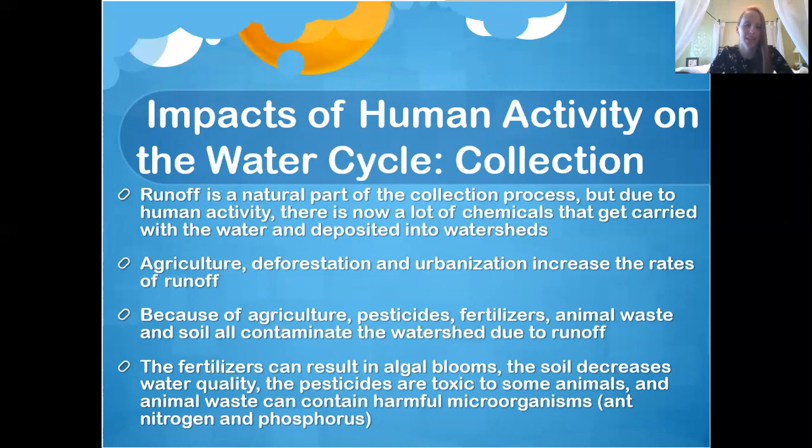Because of agriculture, things like pesticides, fertilizers, animal waste, and soil contaminants all tend to end up in our watersheds. Fertilizers, as we talked about in both the nitrogen and the phosphorus cycle, can result in algal blooms. Too much soil in the water also decreases water quality. Pesticides can be toxic to some animals, and animal waste that ends up in the water can contain harmful microorganisms.